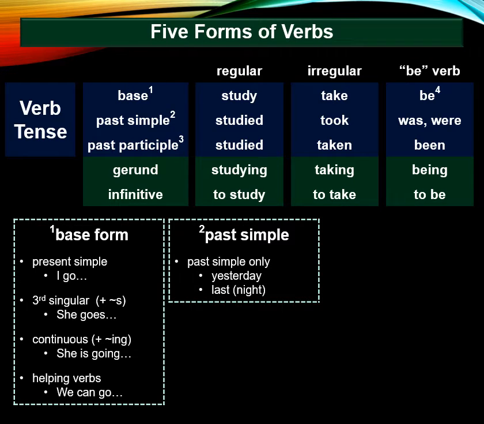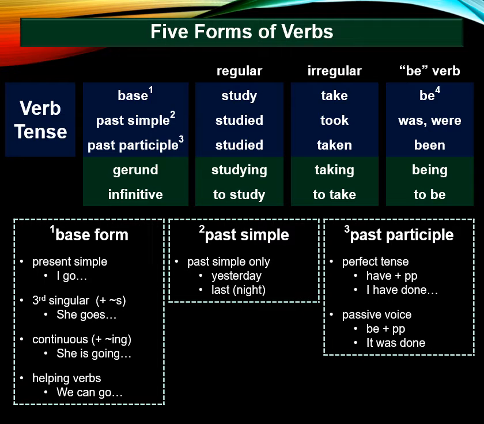The past simple is just that. You only use it in the past simple tense, with time words like yesterday, last night, last week, anything like that. The past participle is used in the perfect tense, where you have plus the en, have taken, have studied, have done. And also the passive voice, which is the be verb plus the past participle, like it was done. Also, the base form in the present simple.